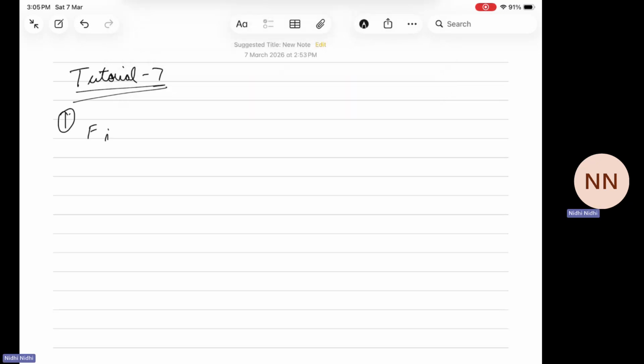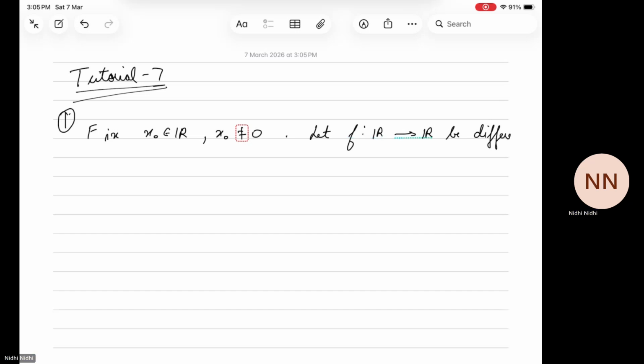Fix some x naught in R, which is non-zero. Let f be a function defined on R to R, differentiable at x naught. That means f is differentiable at some non-zero point.